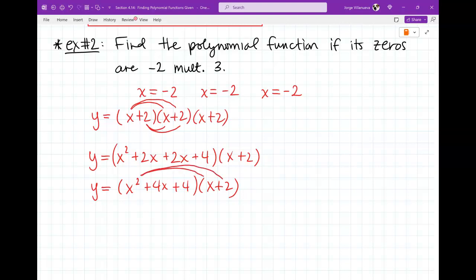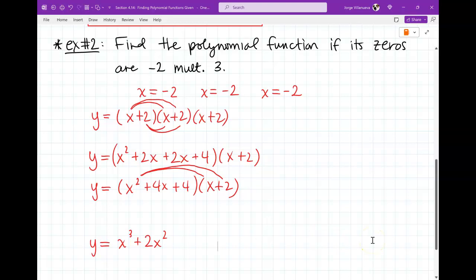I'm going to start with those. Okay, x squared times x and x squared times 2. So it's x cubed plus 2x squared. Actually, let me move this down. I just remembered I got to have enough room to loop it. So give me a second.